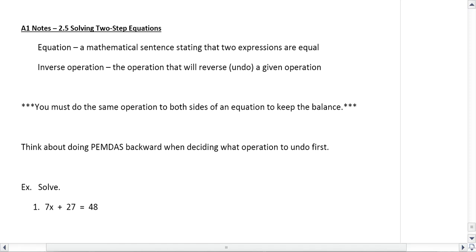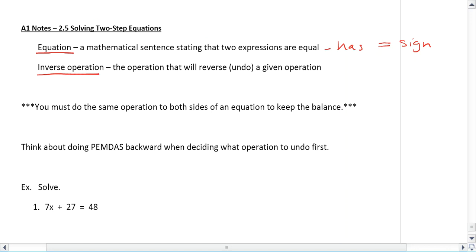This video is for Algebra 1, Chapter 2, Section 5, Solving Two-Step Equations. First, a couple of definitions. You need to know that an equation is a mathematical sentence stating that two expressions are equal. A simple way to say this is that an equation has an equal sign. An expression does not. So you do need to know the difference between an expression and an equation.